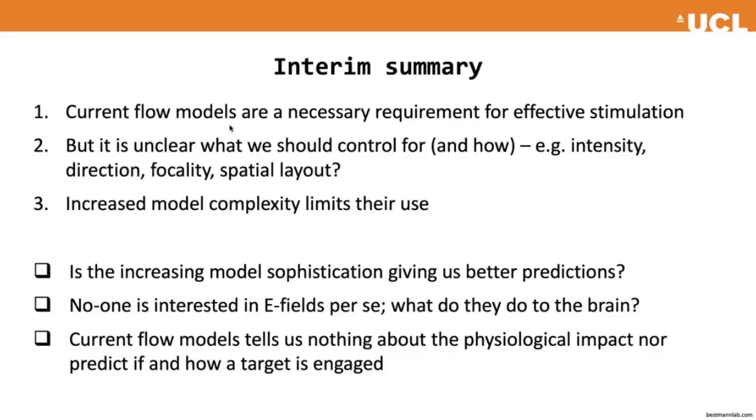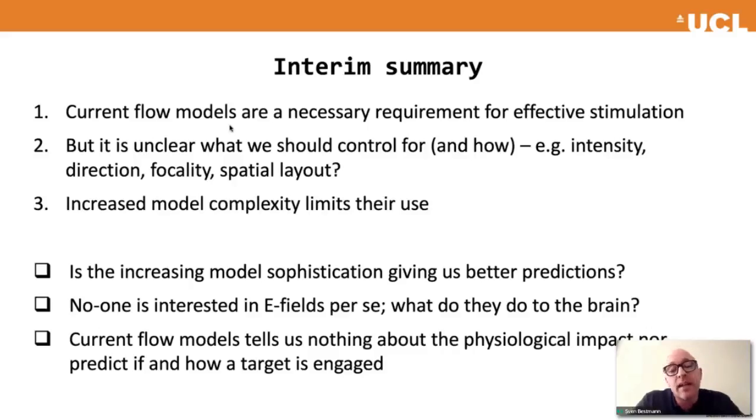Next slide, please. So I would argue that E-field modeling and current flow modeling is a necessary requirement for us to turn to stimulation and make it more effective. But in a lot of cases, we actually don't know what we should control for. Is it just the intensity of the electrical field, its direction, its focality, the spatial layout, the amount of cortex exposed to a certain electrical field? And it's not an easy problem to solve, because as you tweak some of these parameters, the others change as well. And we can perhaps do this, but then these models become increasingly complex.